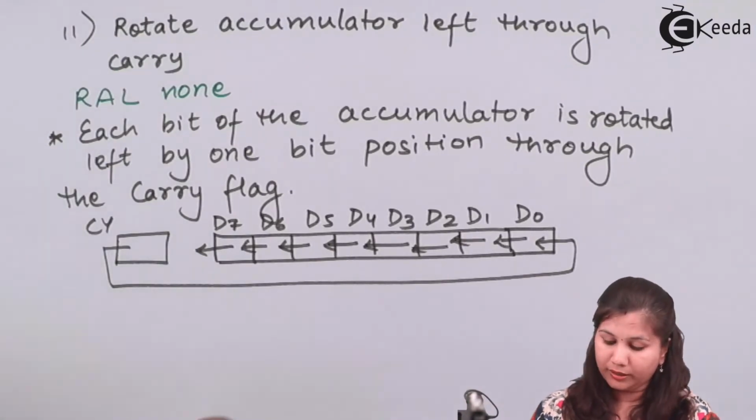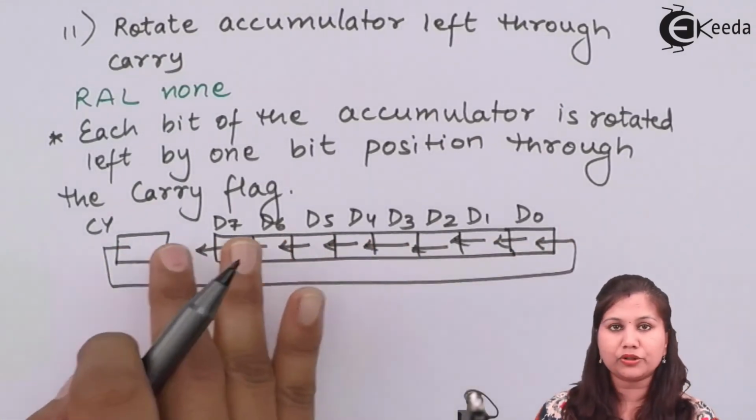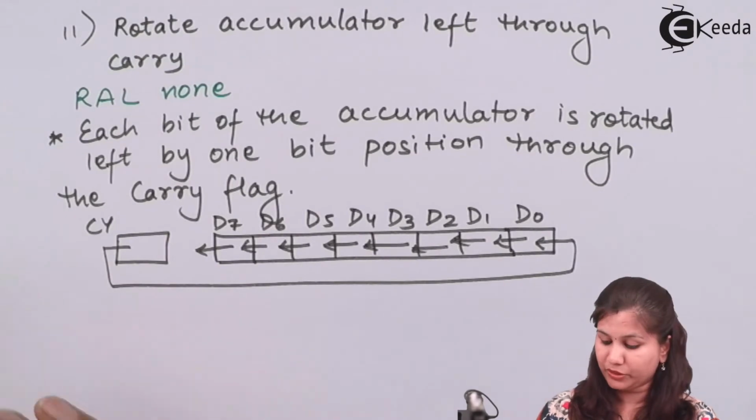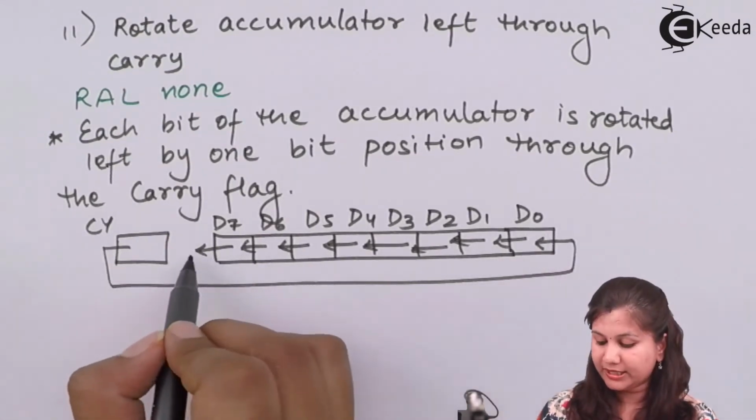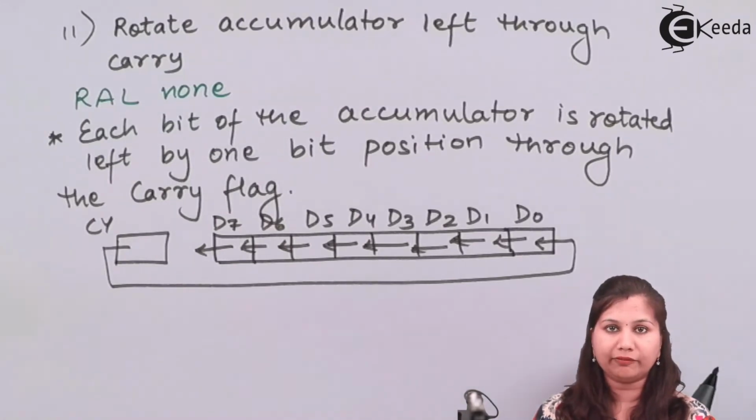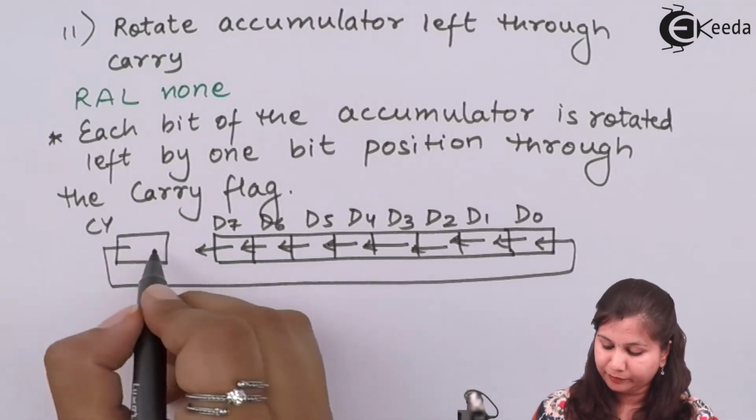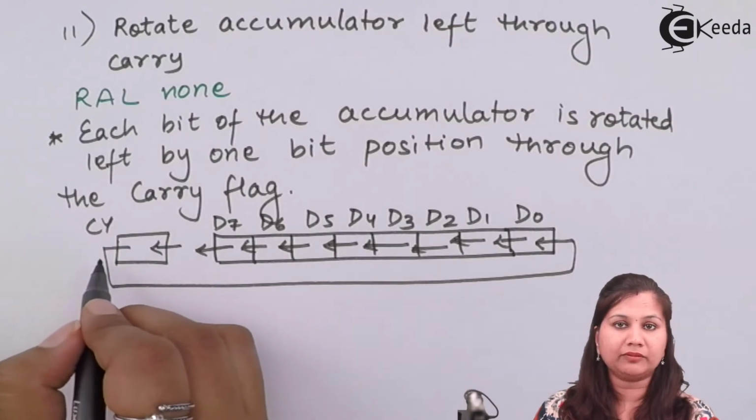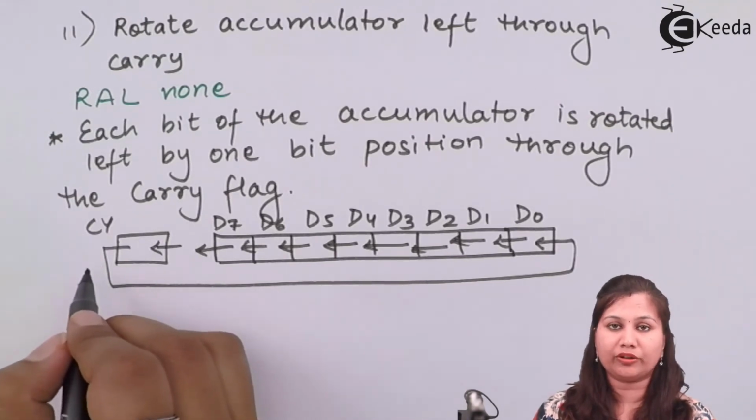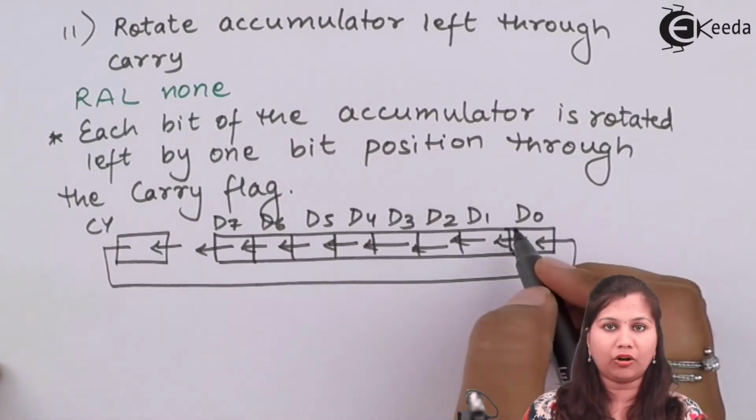All the other bits will be shifted to the left hand side by 1 bit position. Okay, so in the earlier instruction, that is RLC, we were shifting all the bits to the left hand side by 1 bit position, and D7 was becoming the D0 bit, and also this D7 bit was going to the carry flag. But now the D7 bit will go to the carry flag, and whatever the value of the carry, whether it is set or reset, meaning 0 or 1, it will become the D0 bit.